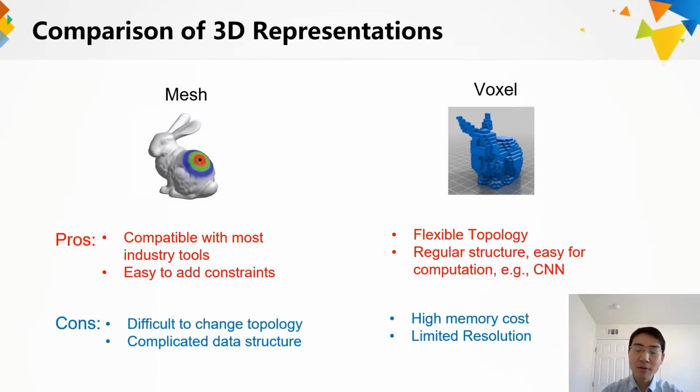However, voxel has its drawbacks. Because voxel needs to fill the space, each of the space cells with one specific small voxel element, it has a very high memory cost. And also, if we want very high resolutions, we need much higher space cost. So it usually has a limited resolution.